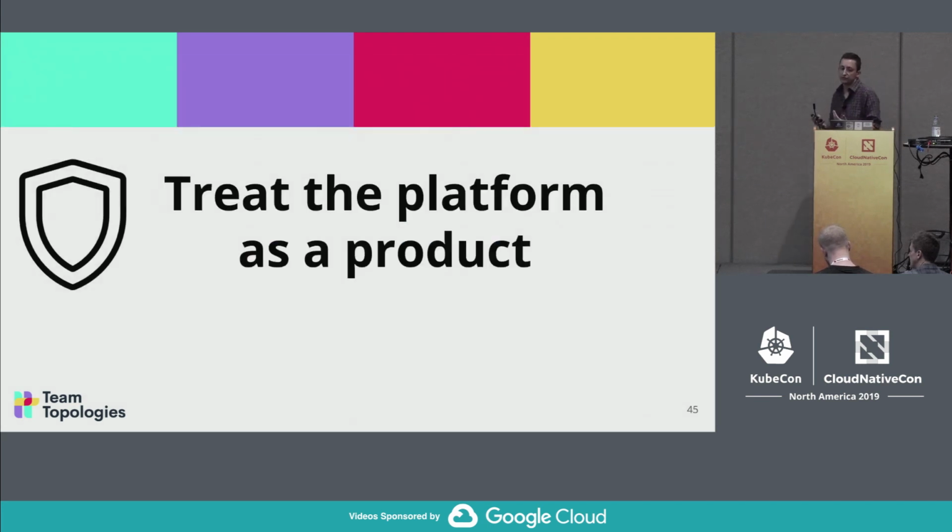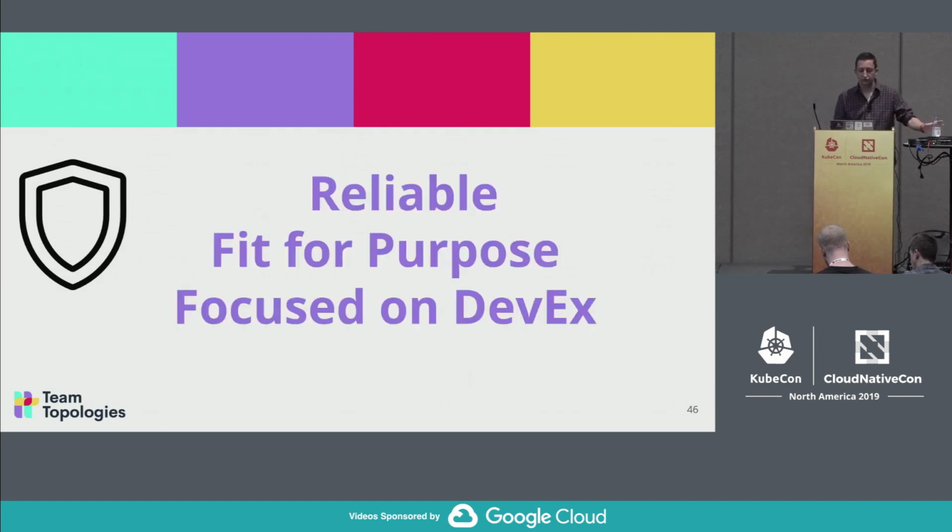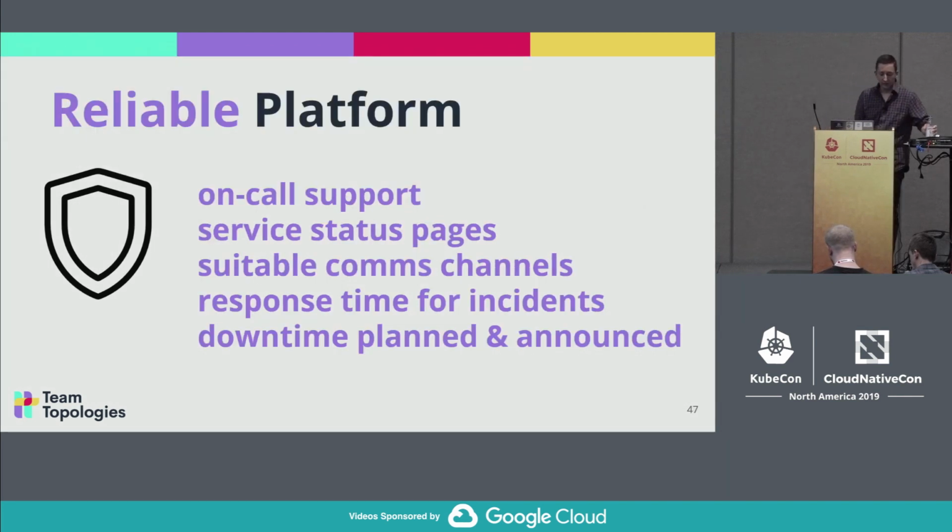In particular, we want to treat the platform as a product, as we've seen before. And more specifically, this means the platform should be at least reliable, fit for purpose, and focused on the developer experience. So more concretely, a reliable platform means that we also have on-call support for the platform, because those internal services are on the path to production, if you like. So they're not production, but if I depend on the platform for my logging and monitoring and so on, if I have a problem in production, then if those services are not running as expected, then it's going to affect my capacity to respond to incidents in production, right? So we should have on-call support for a platform.